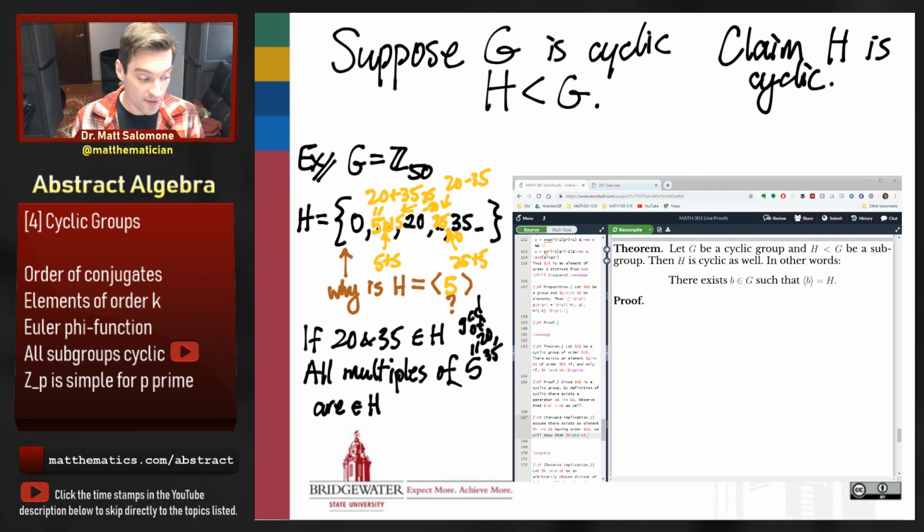And of course, since every finite cyclic group is the same as the cyclic group mod n for some value of n, whatever n is the order of the cyclic group, then we should be able to draw this perfect analogy the way that we usually do.